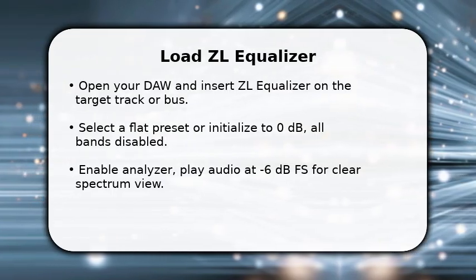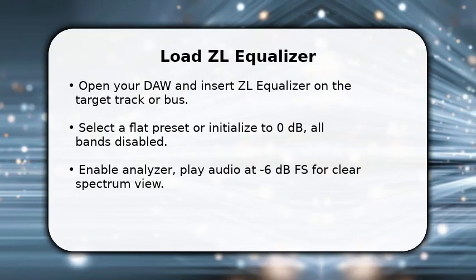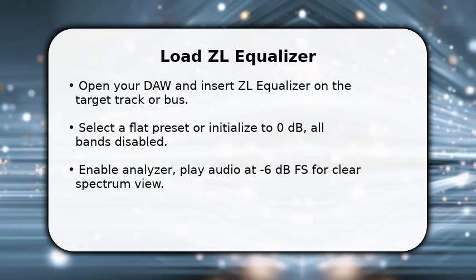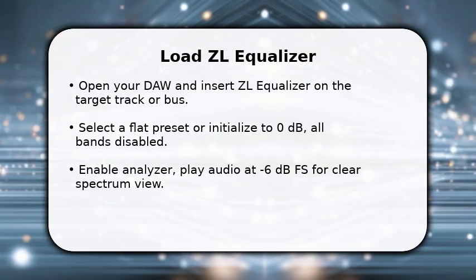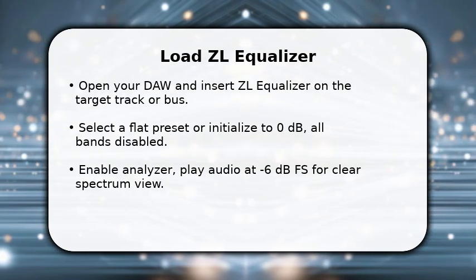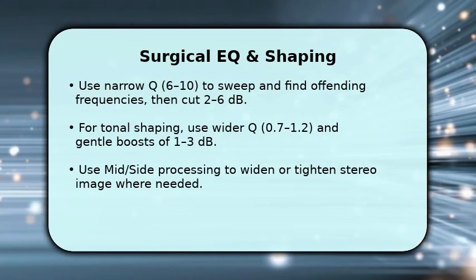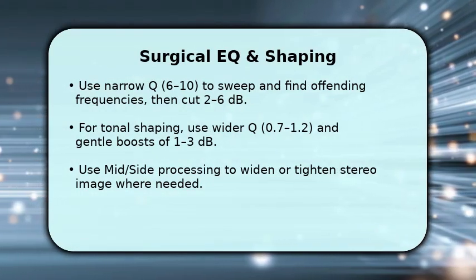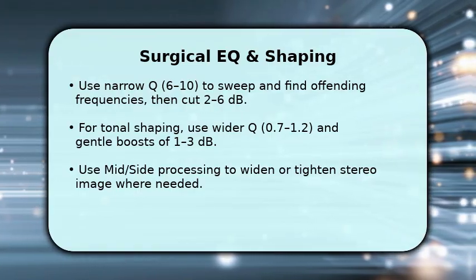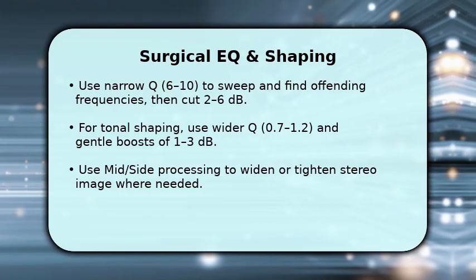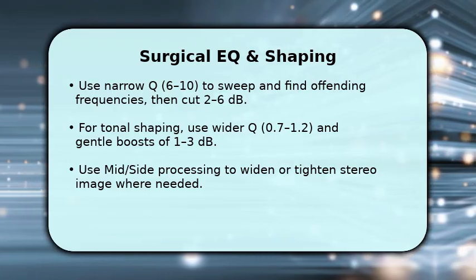Next, enable the spectral analyzer to see problem areas and create one narrow band to sweep. This first actionable move reveals resonances and guide points for surgical work. Once you've exposed trouble spots, sweep a narrow band with a high Q to find resonances. You will hear harshness or muddiness as you sweep. Cut those with confident moves of 2.6 dB to restore clarity.